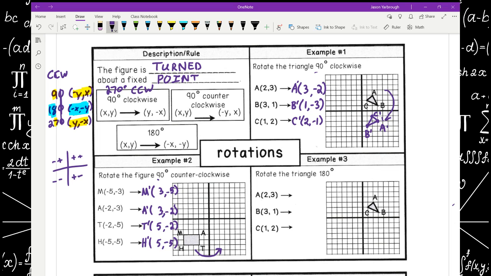Okay, so in this case, we're going to graph these. So we're going to go right 3, down 5. Okay, and there's M prime. Right 3, down 2. There's A prime. Right 5, down 2, T prime. Right 5, down 5, H prime. Connect these dots. And there's our figure.